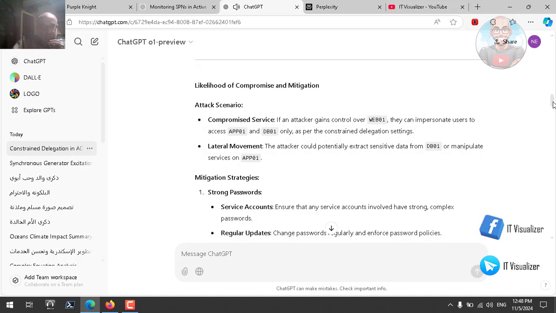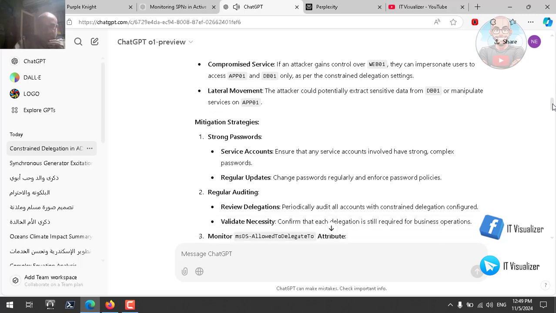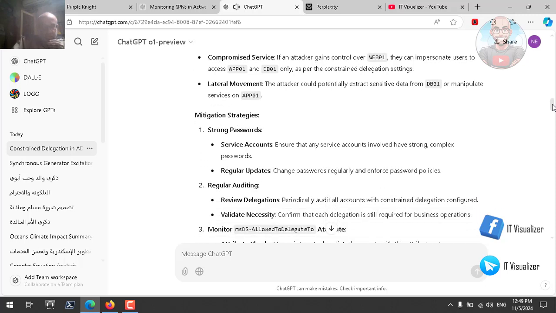Attack scenario: compromised service. If an attacker gains control over Web01, they can impersonate users to access App01 and DB01 only, as per the constrained delegation settings. Lateral movement. The attacker could potentially extract sensitive data from DB01 or manipulate services on App01. Mitigation strategies. 1. Strong passwords. Service accounts. Ensure that any service accounts involved have strong, complex passwords. Regular updates. Change passwords regularly and enforce password policies.